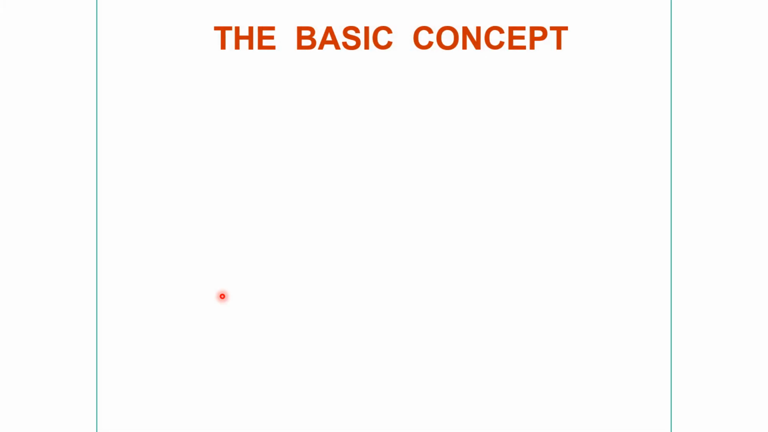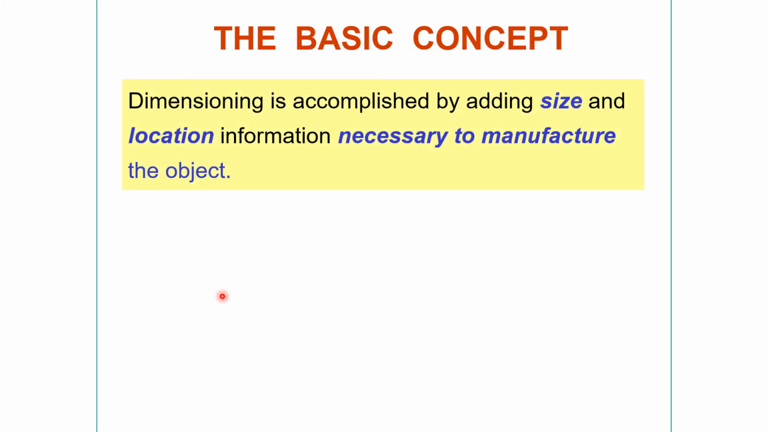Dimensioning practices, the basic concept. Dimensioning is accomplished by adding size and location information necessary to manufacture the object. It means that when this product goes to the manufacturer or the owner, the person can get a better idea from the dimensioning.